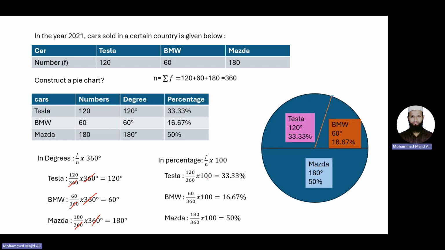Same thing you can represent in percentage. How do you represent this in percentage? F by N multiply 100. For Tesla, 120 divided by 360 multiply 100. When you simplify this, you will get 33.33%. Same way for BMW, it will be 16.67%. For Mazda, it will be 50%. The same way you can represent percentage.